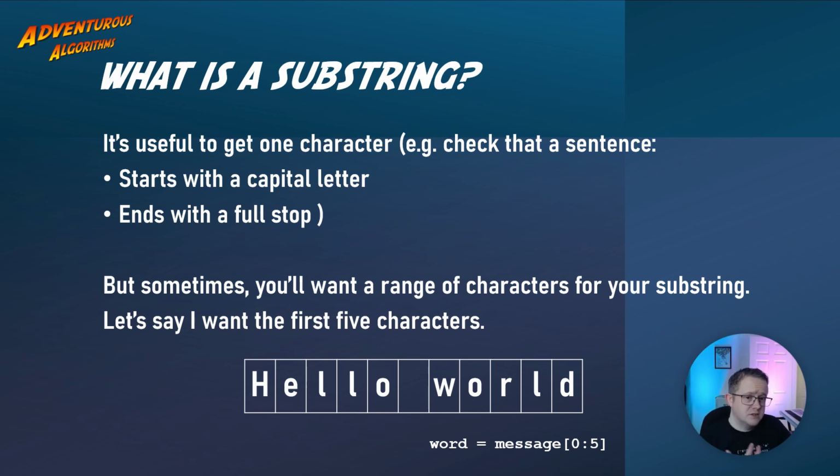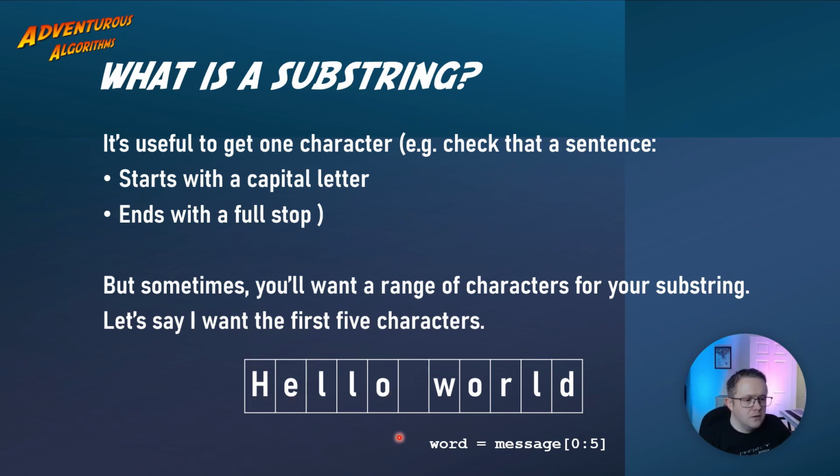So it's useful to get one character. For example, let's check that a sentence starts with a capital letter and ends with a full stop. But sometimes if we want a range of characters, maybe I want the first word. Maybe I want to loop through it until I get to a space and then say, oh, that must be a word. So what I could use here is this syntax that I put down the bottom, and it's probably a little bit small there. Message 0:5. So again, that's a specific Python syntax, but you'll find similar ways that you do that, maybe using a comma or something in a different programming language. Message 0:5 is going to give me from 0 up to just before 5.